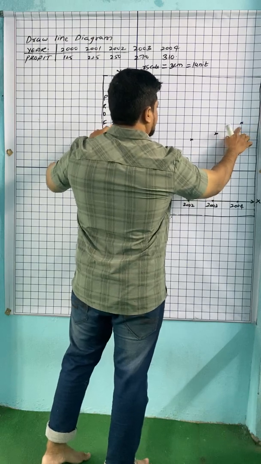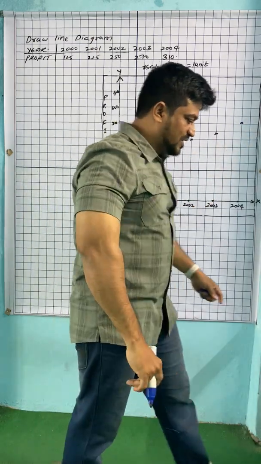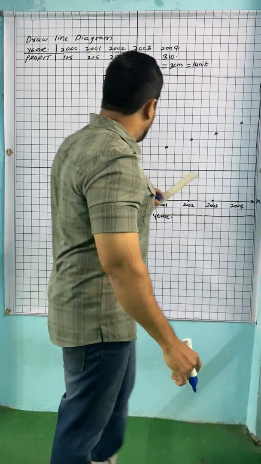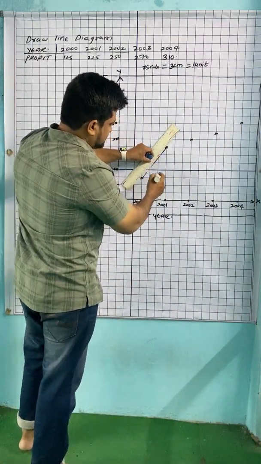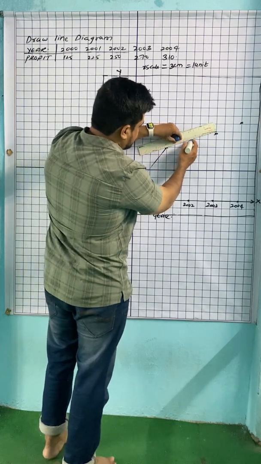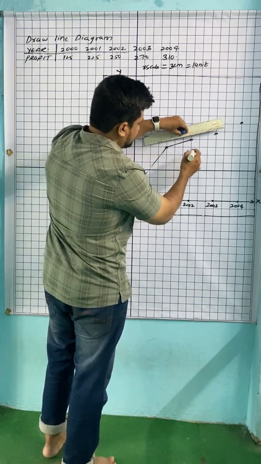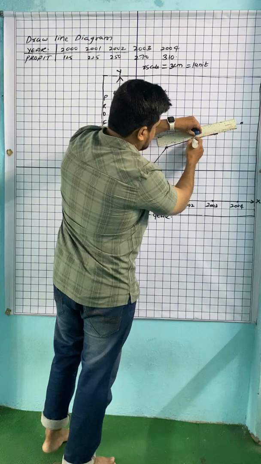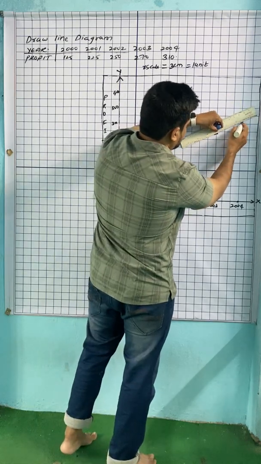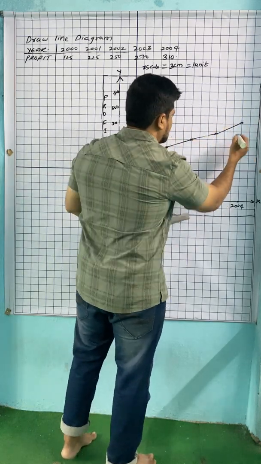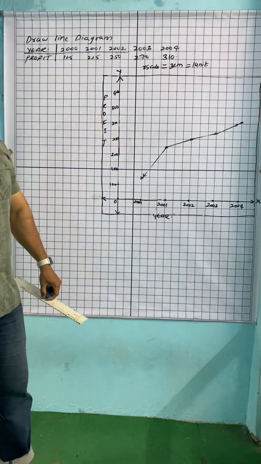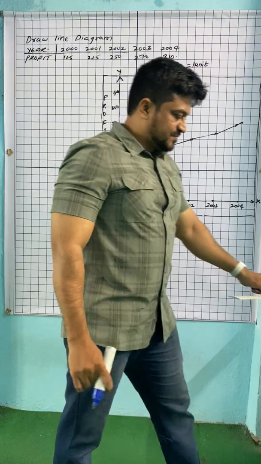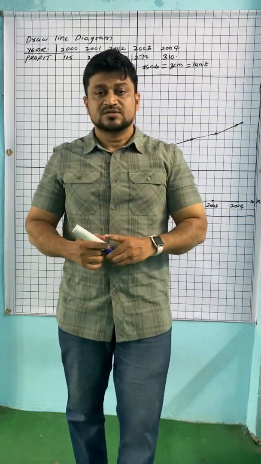So 310. Now we have to make the line diagram, so we have to make lines by joining each and every point. Take arrows. So how to draw this line diagram? Once again, check it out.